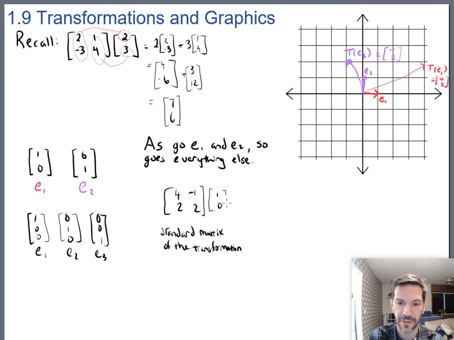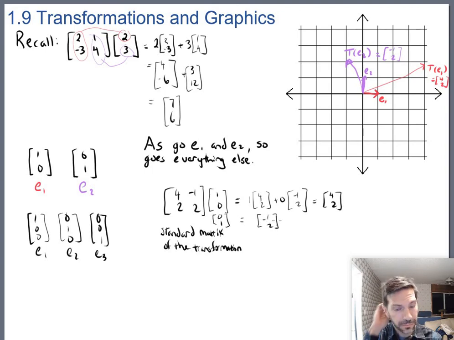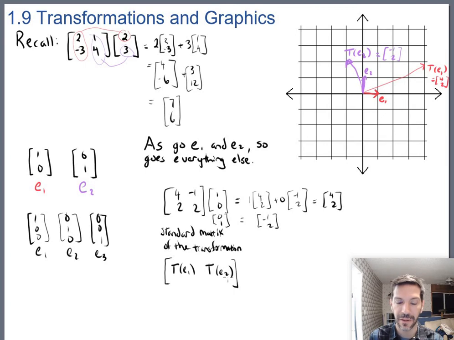If I multiply the standard transformation matrix by 1, 0, does it turn 1, 0 into 4, 2? And I think you can see it does, right? Because that would be 1 of the first column and 0 of the second column. So 1 of 4, 2 plus 0 of negative 1, 2 does indeed make 4, 2. And I think you can also see that if we were to multiply this matrix by 0, 1, we would also get negative 1, 2. So in general, the standard matrix of the transformation will be made out of the transformation of E1 as the first column, and the transformation of E2 as the second column.